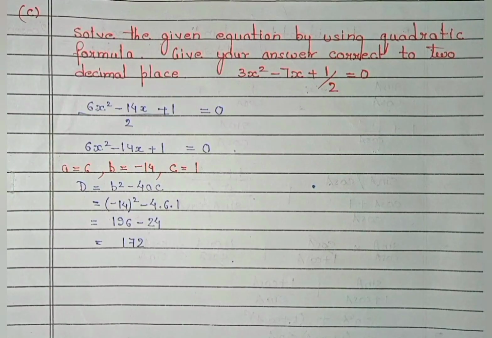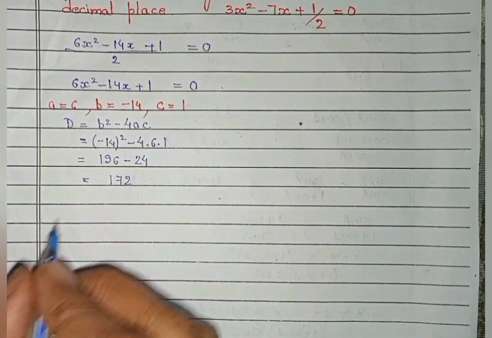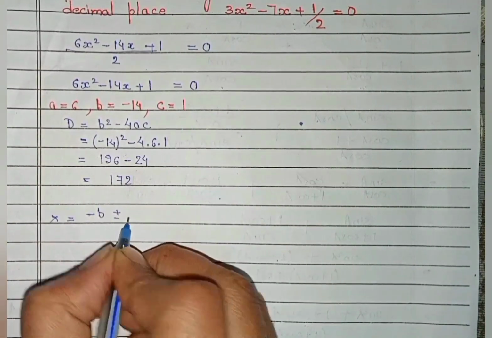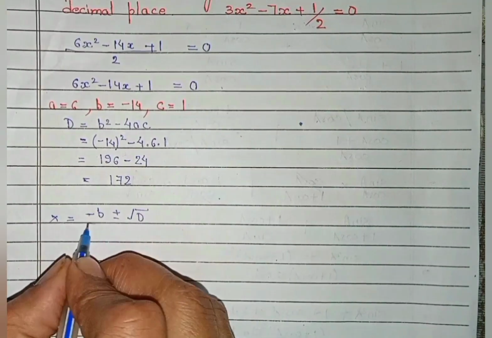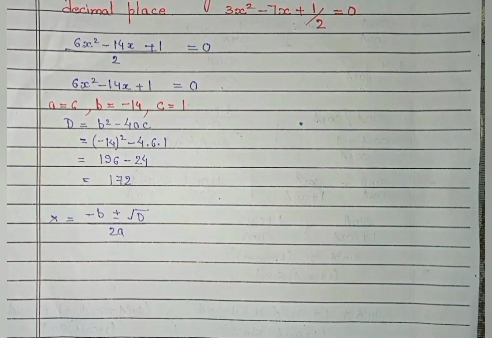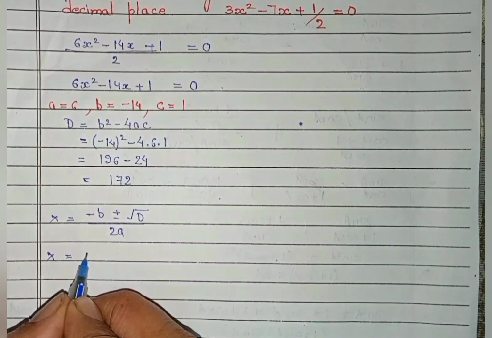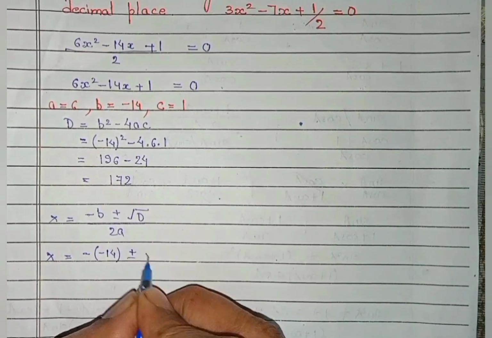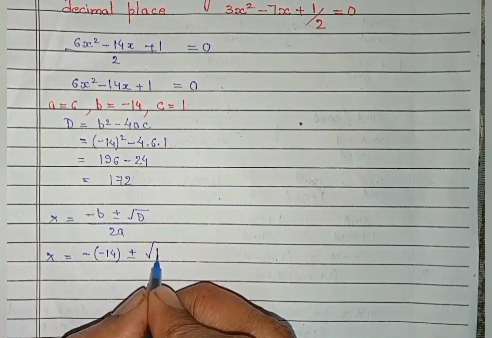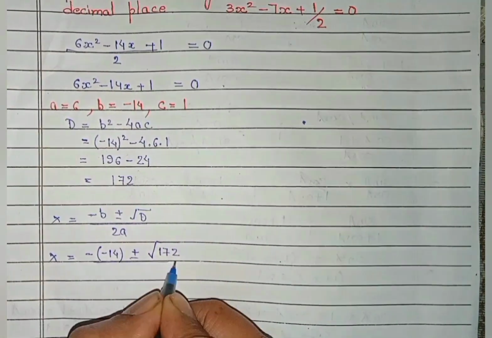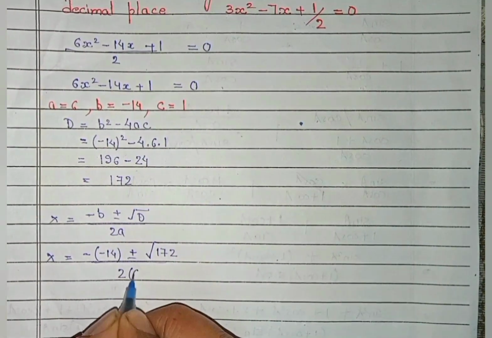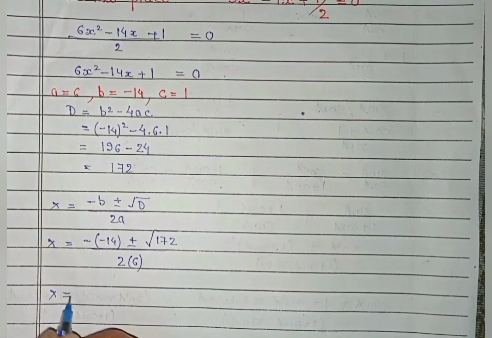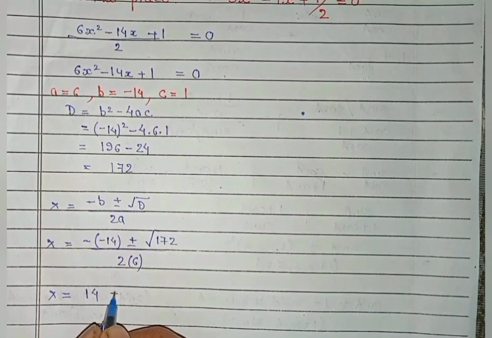Now let us use the formula for quadratic equation. Formula is like this: x is equal to minus b plus minus under root of d upon 2a. In this formula, let us substitute the values. In place of b, you will substitute minus 14. In place of d, you will substitute 172 upon 2a. A is 6. So now this can be written as x is equal to, this will become plus 14 plus minus.